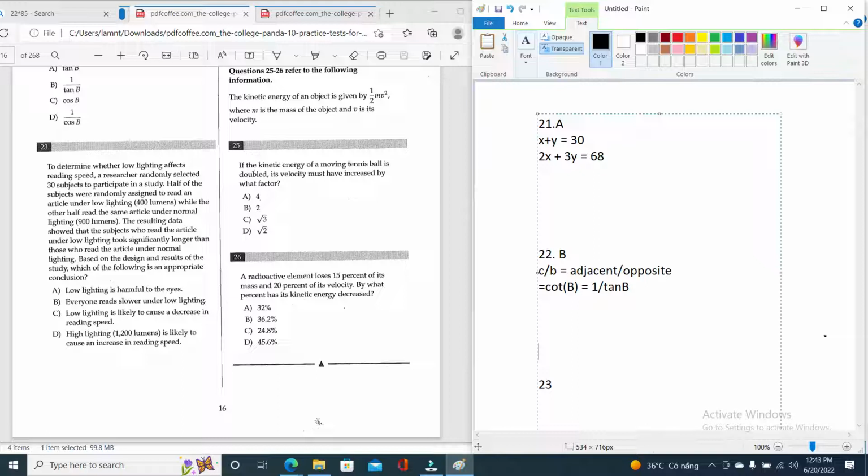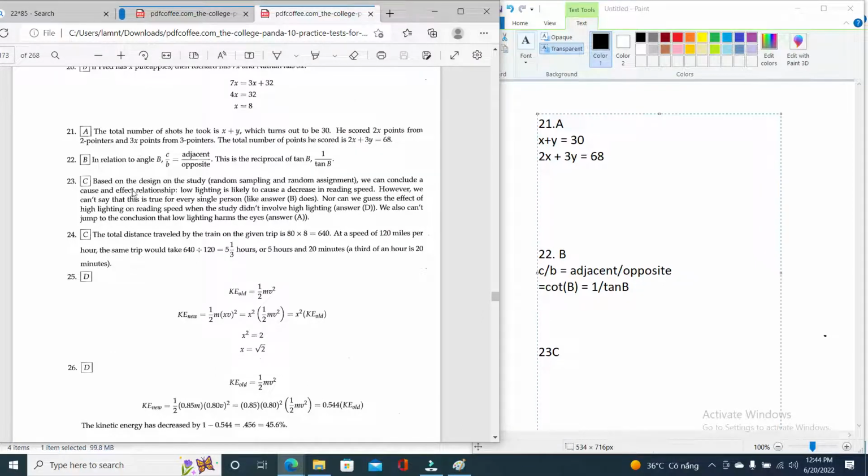Low lighting is likely to cause a decrease in reading speed. This is possibly highlighting about 1200 lumens is likely to cause an increase in reading speed. Again, there's no experiment with 1200 lumens. So I think the answer is C, right? Because that's the most likely is C.